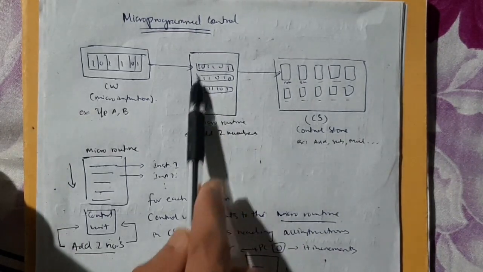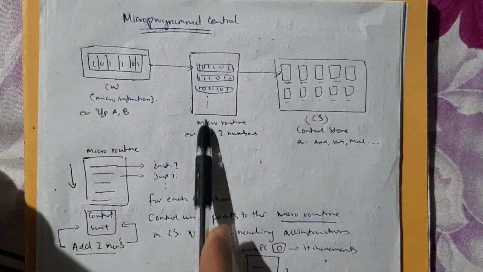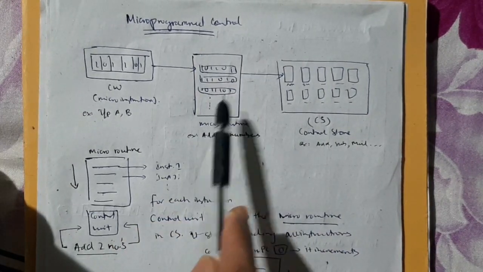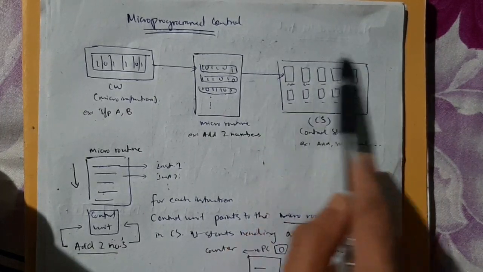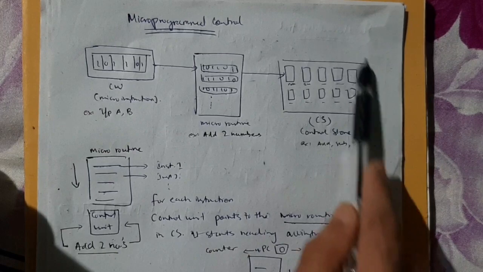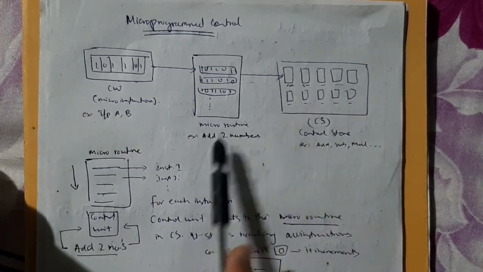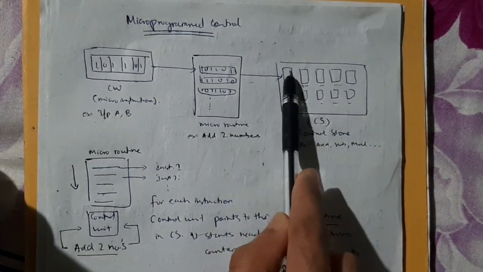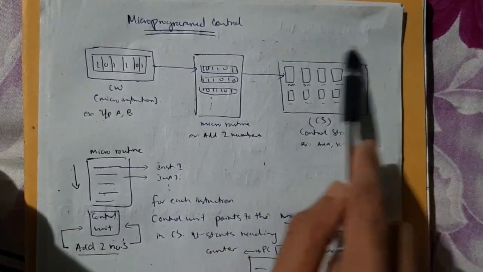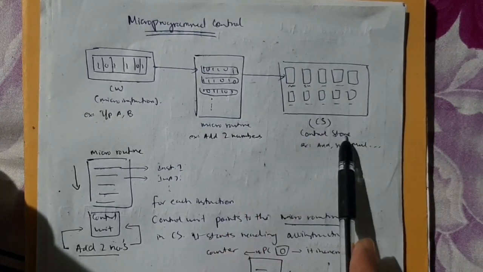For subtraction, one micro routine is there, and for multiply, one micro routine is there, which has its own sequence of instructions. All those instructions will be stored in the form of small files, which is known as the control store. It will be like a micro routine for adding numbers, a micro routine for subtracting numbers, and so on. That whole data storage is known as the control store.